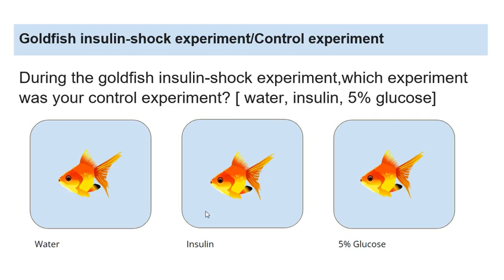So this allows the researchers to determine the specific effects of the insulin on the goldfish glucose levels, behavior, or other parameters. To create the control group, we remove the factor that we are going to test, like insulin or 5% glucose, which means the group which only has water would be our control group. This is the control group to which we compare the other groups.